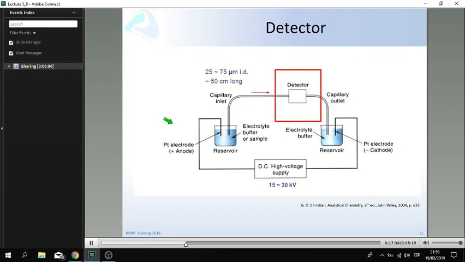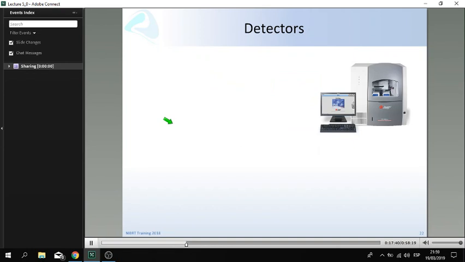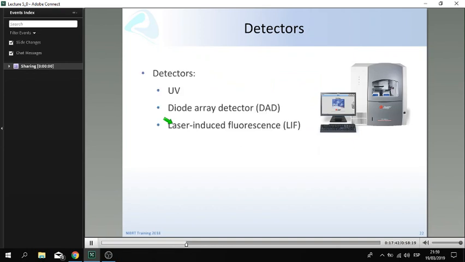Then, of course, the detector. The detector gets aligned to the detector window on your capillary, and those detectors can be a few different ones. Here we have a Beckman Coulter instrument, the PA800. This is the most popular instrument that is used in QC as a capillary electrophoresis instrument.